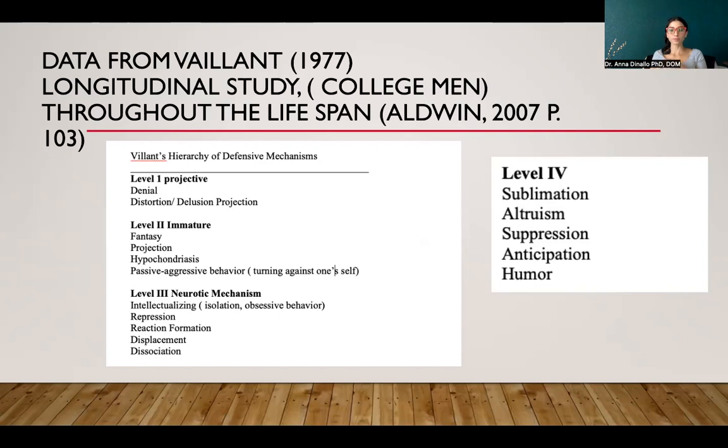Okay, level 2, fantasy. I'm not happy in my coupled or partner relationship. So instead of naming that to my partner or naming it to my therapist, I'm just going to fantasize about how the grass is greener on the other side and about how amazing it would be if I was with someone else. Another one is projection. Projection happens all the time.